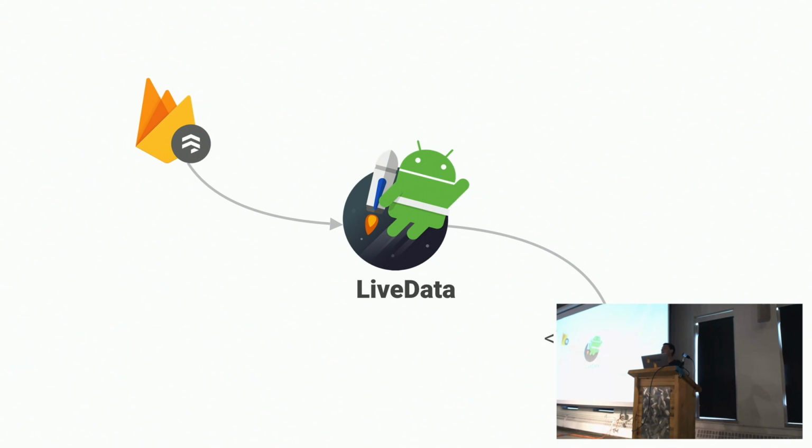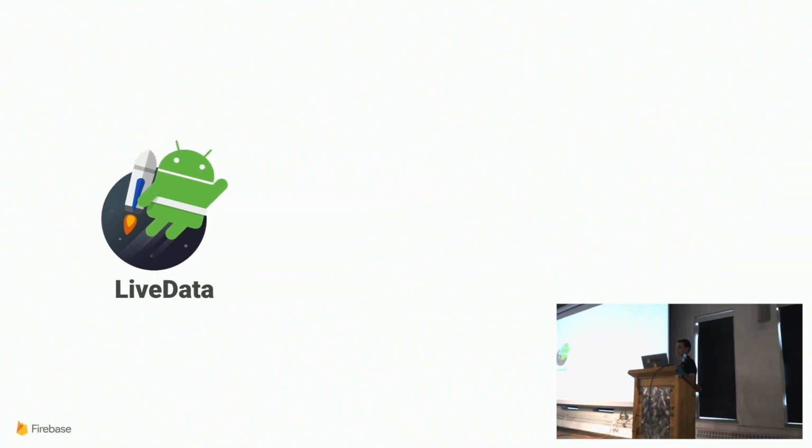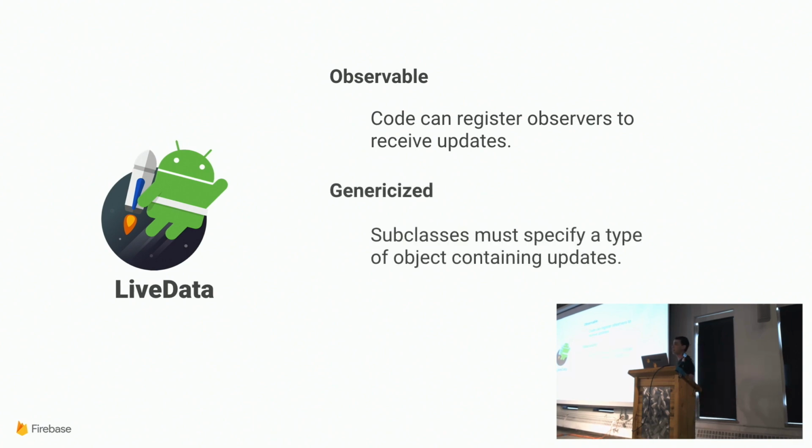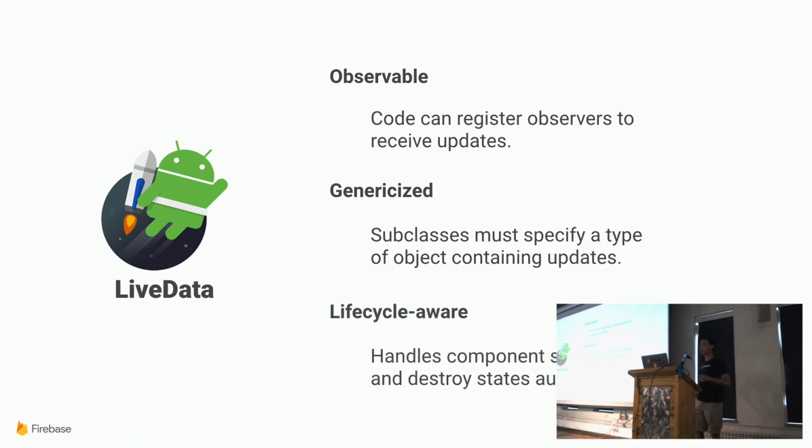What we can do is add LiveData to add a level of abstraction between the data store and your views. There are some things to know about LiveData. LiveData objects are observable, meaning code can register observers to receive updates. You attach your observer to it, and it gets invoked with each change. They're genericized, so LiveData objects must have some data type associated with them. The objects of that type will get sent to your observers. And they're lifecycle aware, meaning as your activity goes through its lifecycle, the observers will do the right thing. I'll go over more detail about this in a bit.